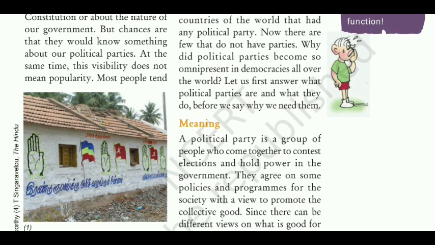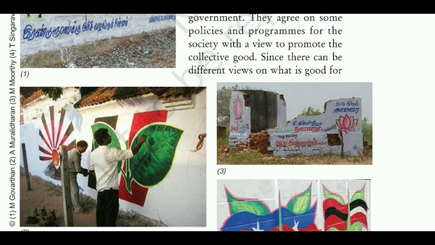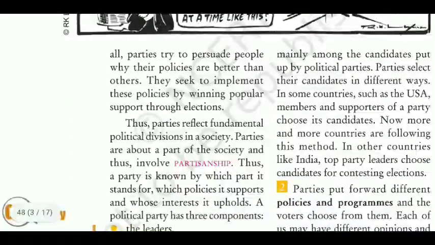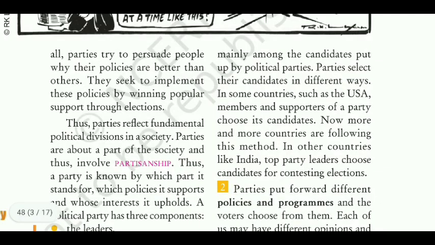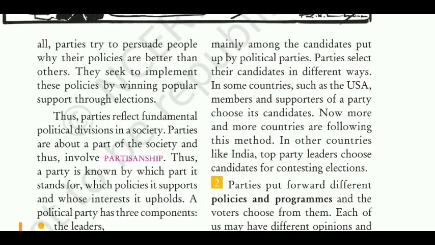Now, meaning. A political party is a group of people who come together to contest elections and hold power in the government. They agree on some policies and programs for the society with a view to promote the collective good. Since there can be different views on what is good for all, parties try to persuade people why their policies are better than others. They seek to implement these policies by winning popular support through elections.